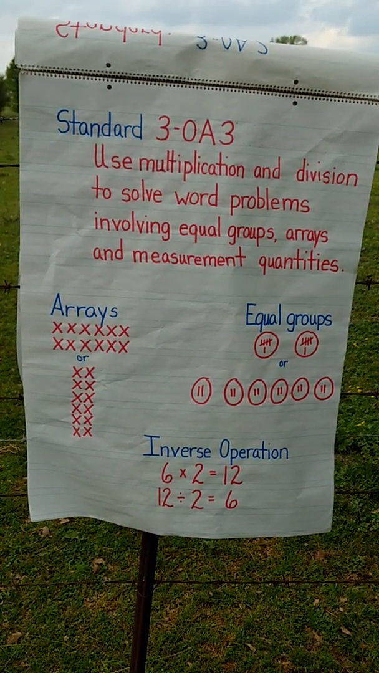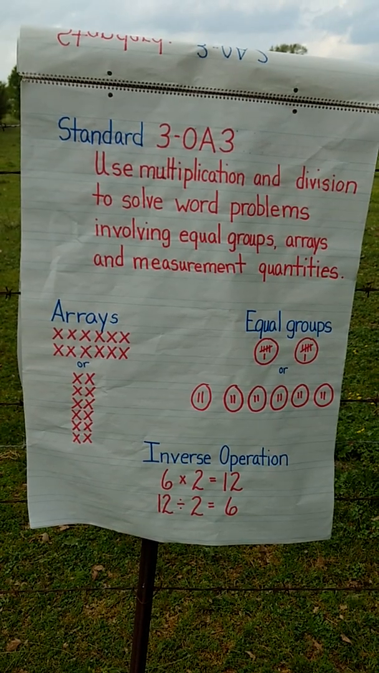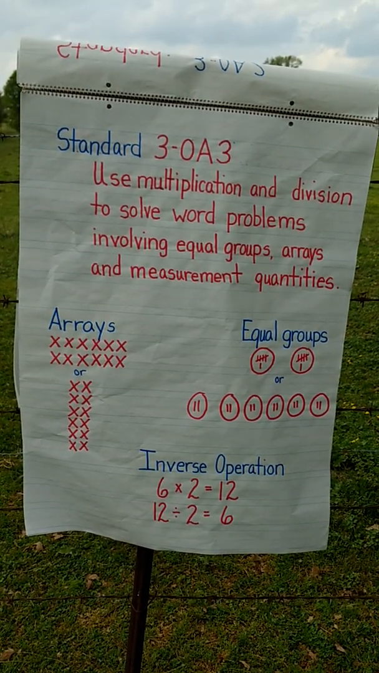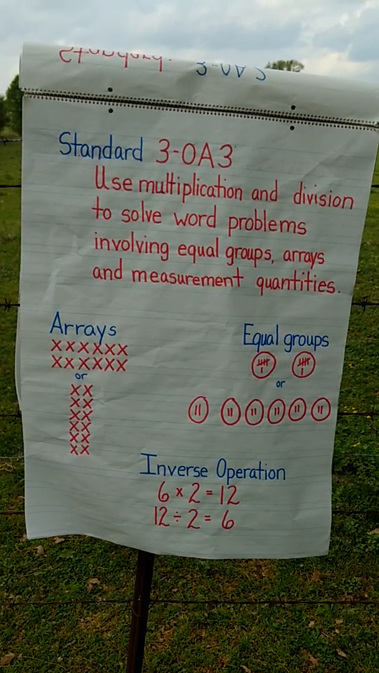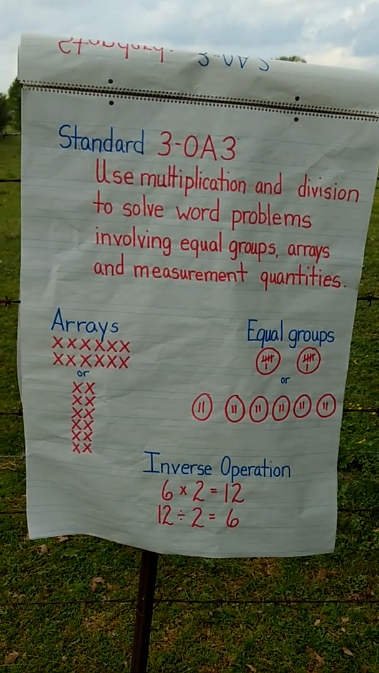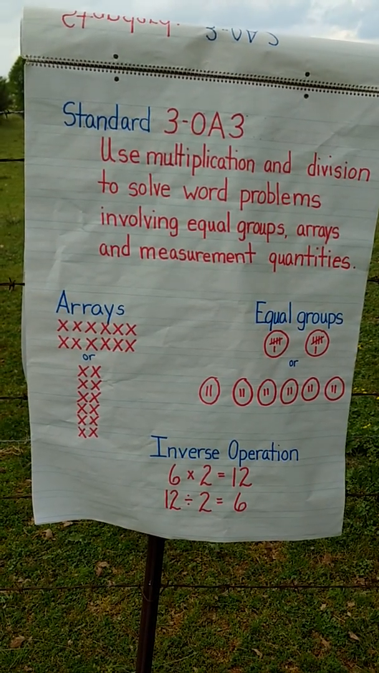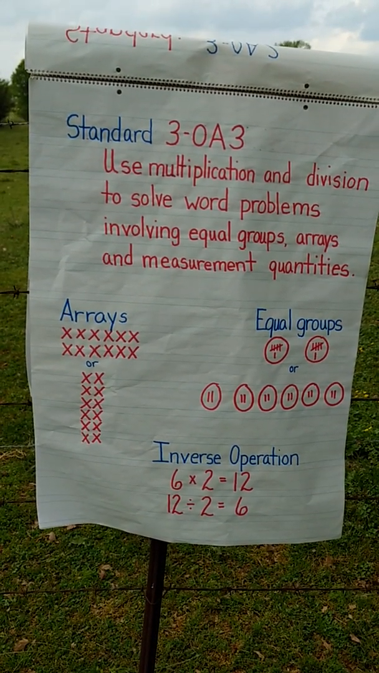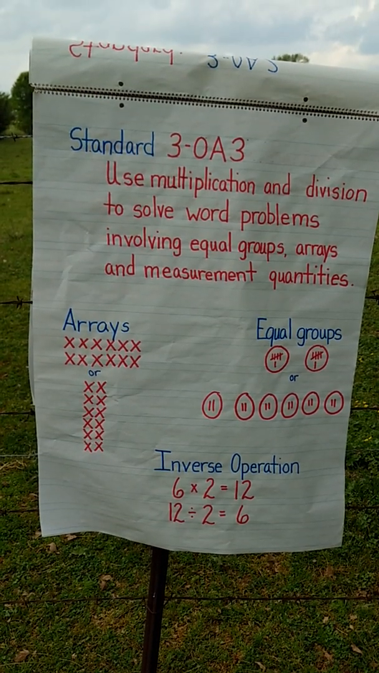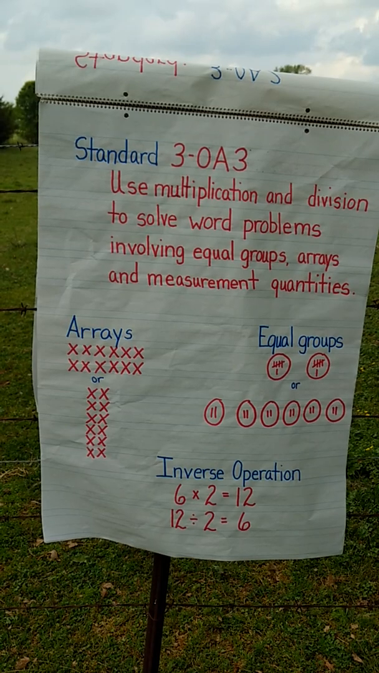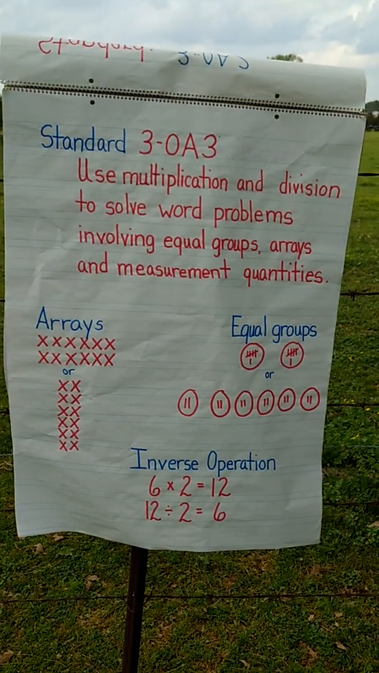The standard we're going to review is 3.OA.3, using multiplication and division to solve word problems involving equal groups, arrays, and measurement quantities. So on our anchor chart here, you'll see that I've drawn some examples of arrays. The first array shows 2 rows of 6, and then I showed the commutative property, which would be 6 rows of 2. I've also drawn out groups of.